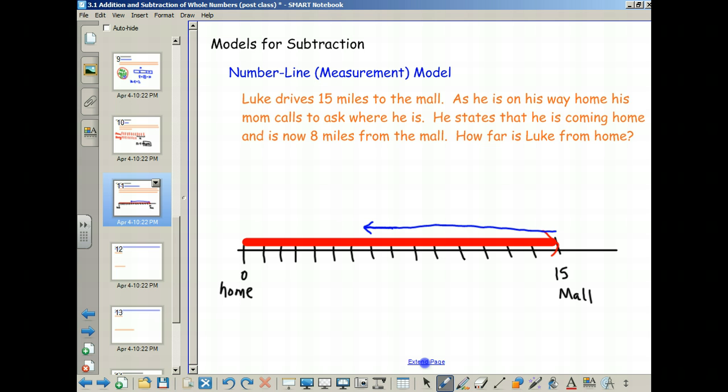So how far is he away from home? How far has he still got to go? Yes, he needs to go 7 more miles. So this is a picture that you would have based on a number line or measurement model, and the answer would be 7 miles. Okay, make sense?